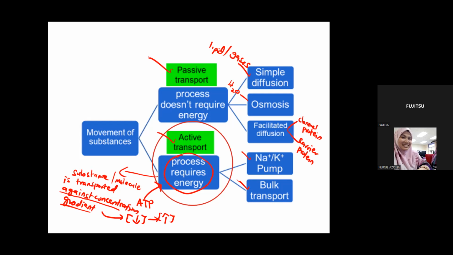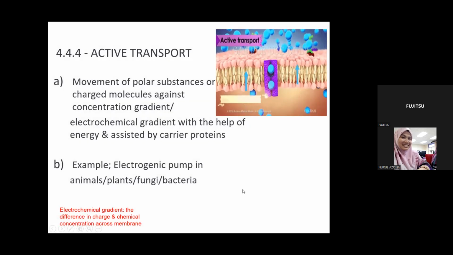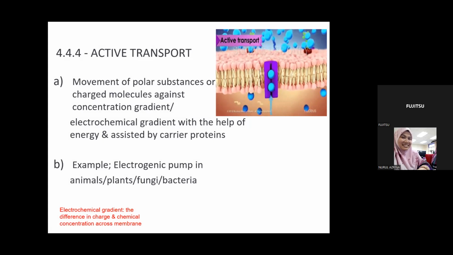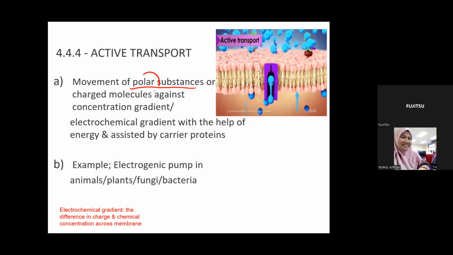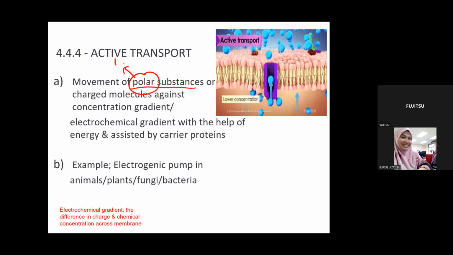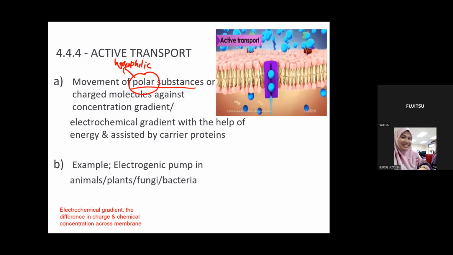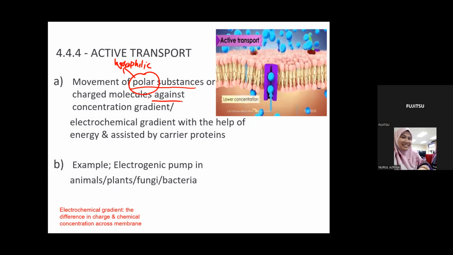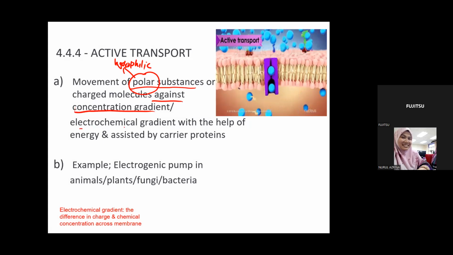So there are two types of transportation that use energy. First is the sodium potassium pump, and number 2 is bulk transport. Okay, so we are going to discuss active transport first. Active transport is the movement of polar substances. Okay, so substance yang berkutub, which is usually hydrophilic substance, using assistance of protein, but it is transported against the concentration gradient, ataupun kita panggil following the electrochemical gradient.